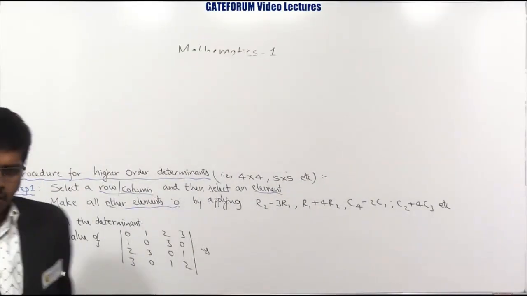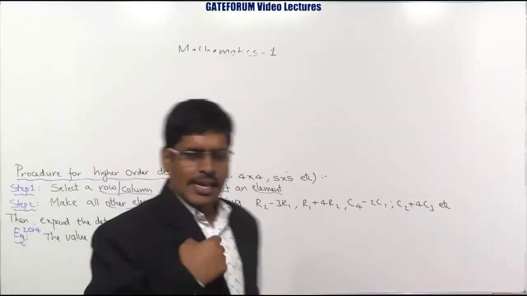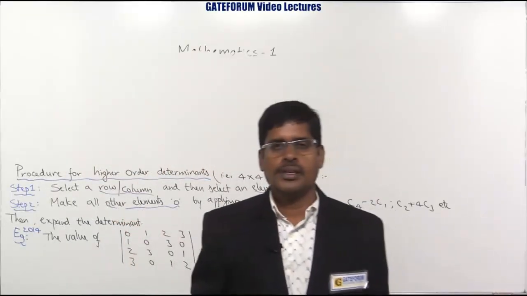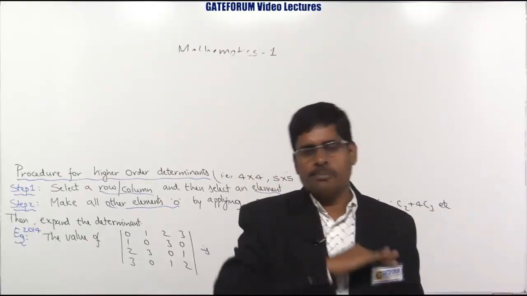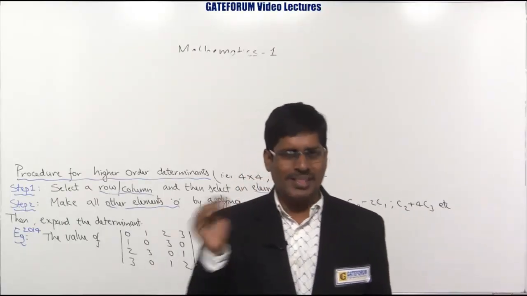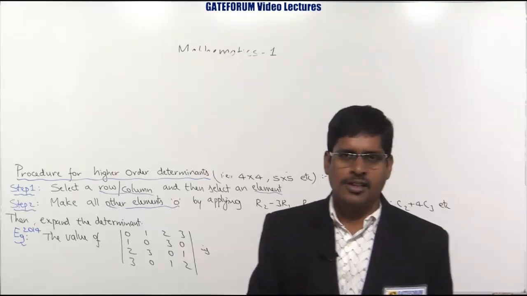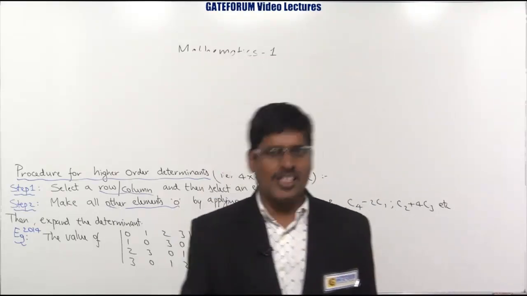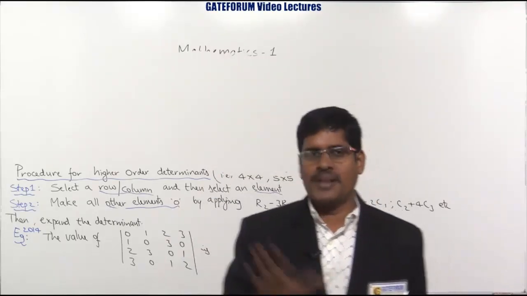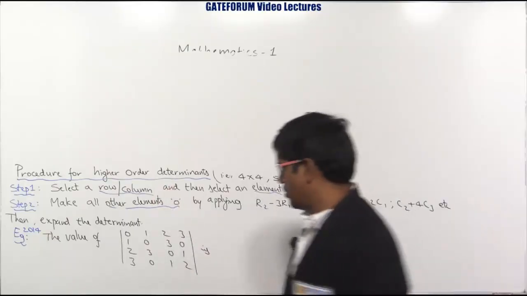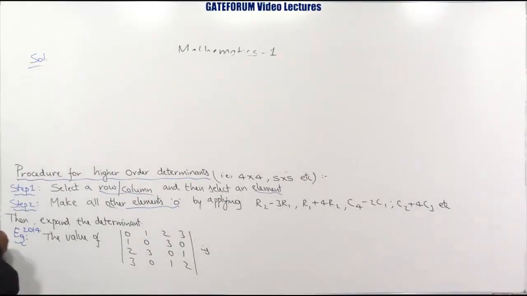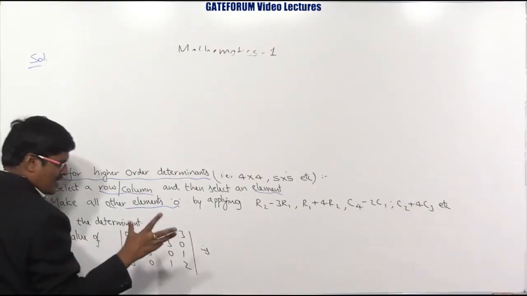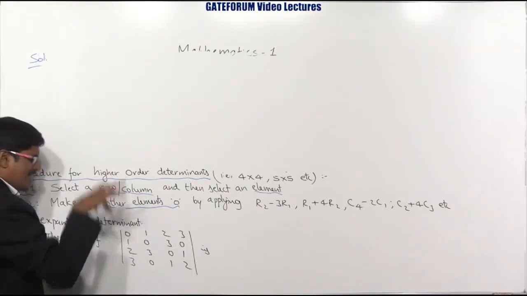So what is the procedure? Take any row or any column, then select one element. Using that element, make the remaining elements 0 in that selected row or column only. Whenever you select a row, make all other elements 0. Then expand the determinant. That is the procedure. Okay. Now solution. I already told you half an hour back. Selecting a row or column means one which already has zeros.